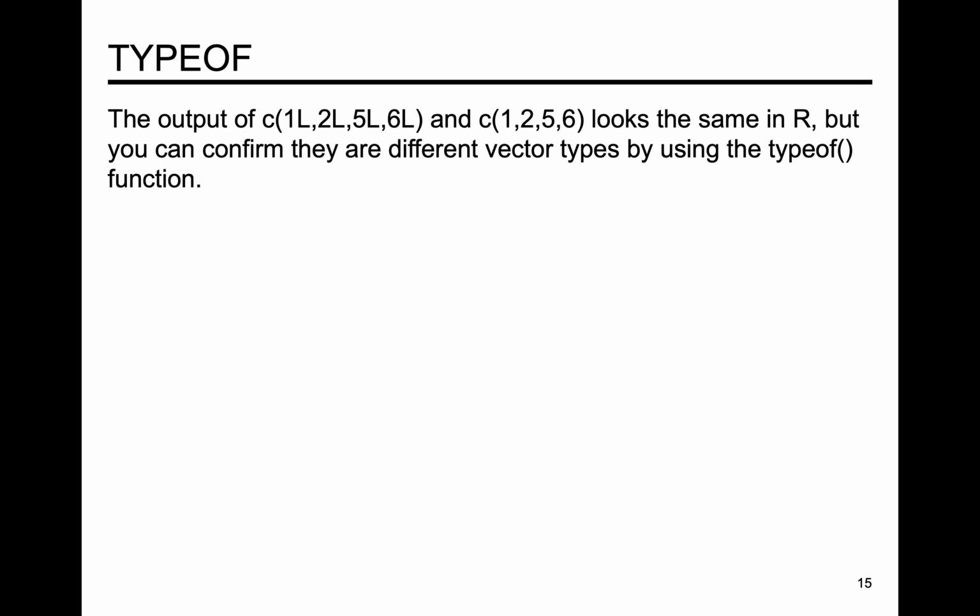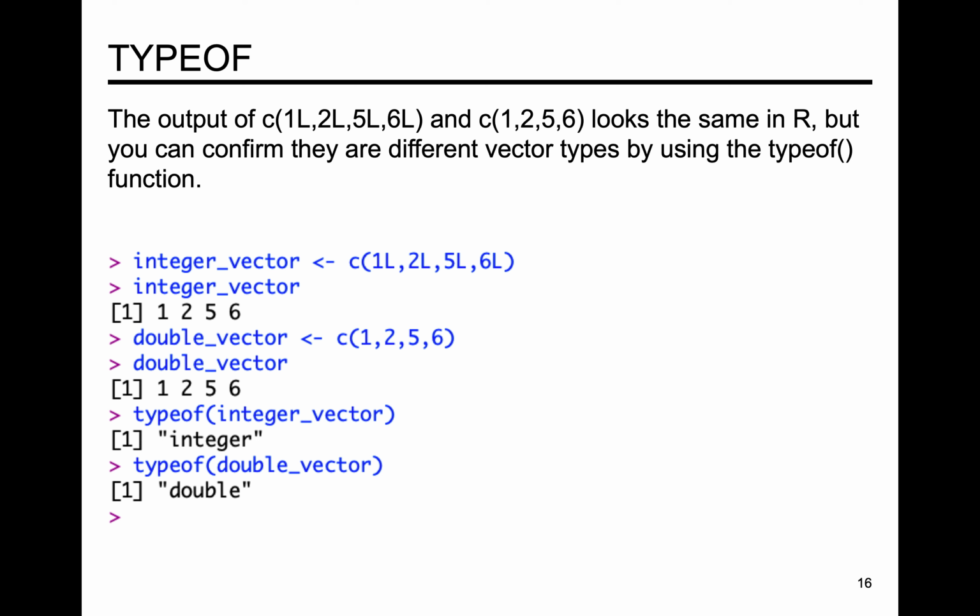The output of the integer vector 1, 2, 5, 6 and the double vector 1, 2, 5, 6 looks the same in R, but you can confirm the different vector types by using the typeof function. Let's look at some examples. First, I create an integer vector 1, 2, 5, 6, then I create a double vector 1, 2, 5, 6, and you can see the R output looks identical. However, confirming with the typeof function, the first vector has type integer and the second vector has type double.